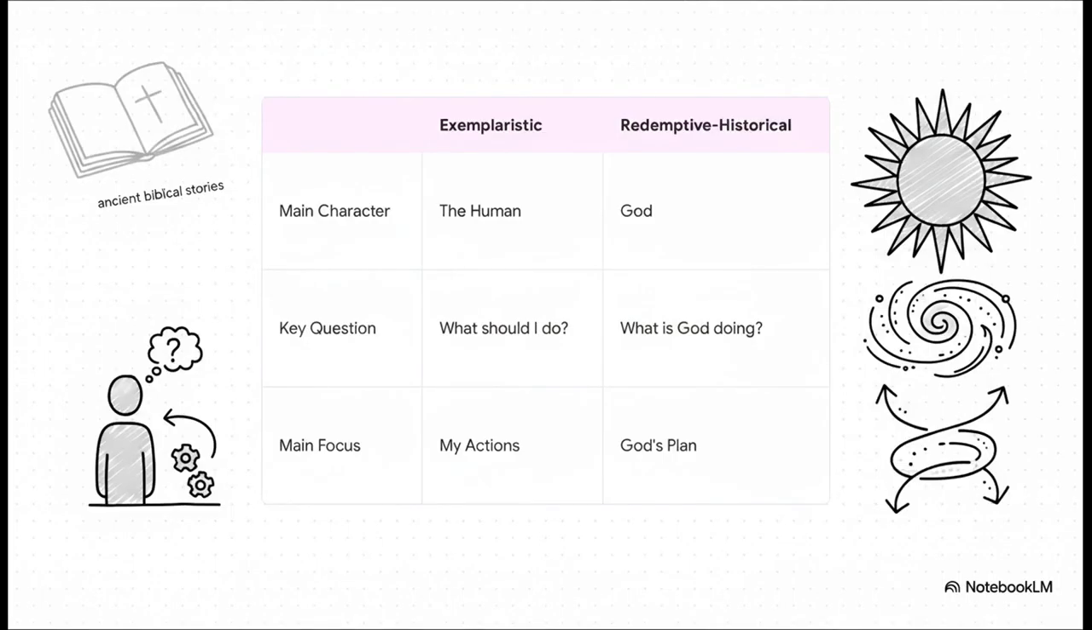So let's just put these two side by side, because this is the crucial difference. The character-focused approach asks, what should I do? But the author-focused approach asks, what is God doing? One centers on my actions, my life. The other centers on God's grand plan. It's a huge shift in perspective.